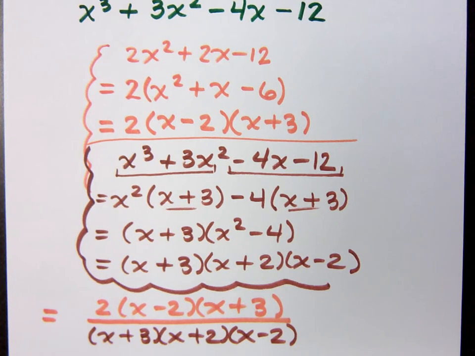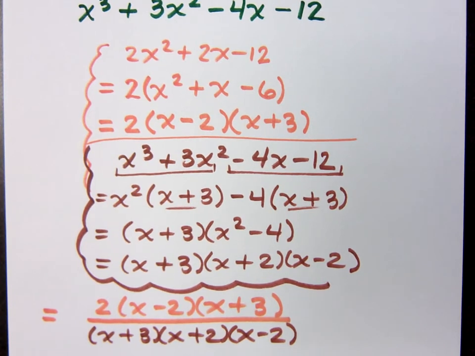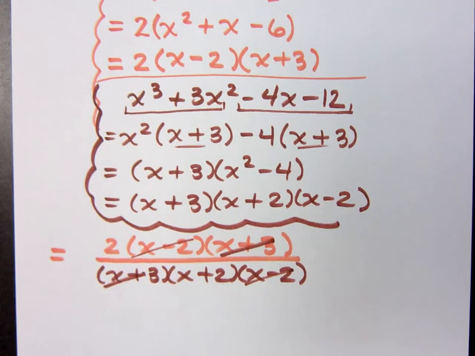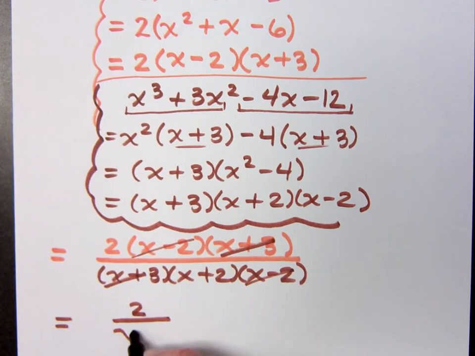Now what can I do? x minus 2 is a common factor here and here. What else? x plus 3 and x plus 3. So what am I left with for my final answer? 2 over x plus 2.